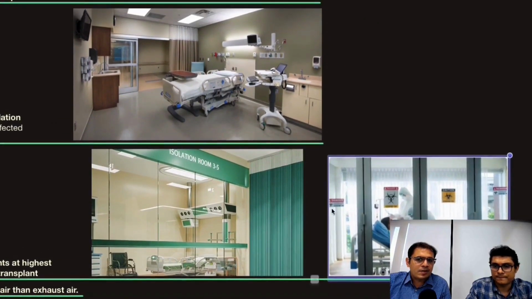So this is a typical isolation room in which the positive pressure is there.